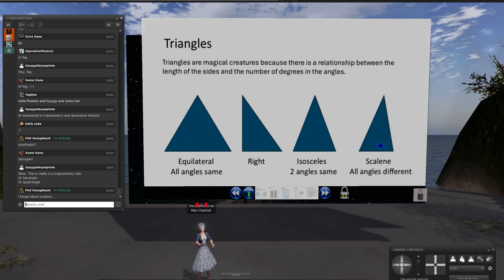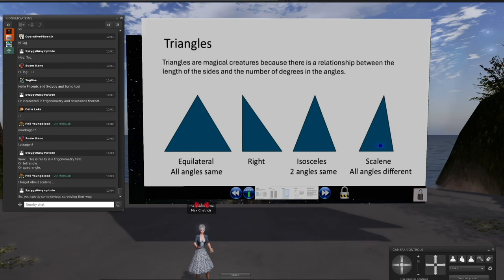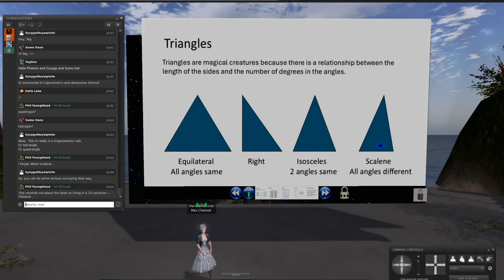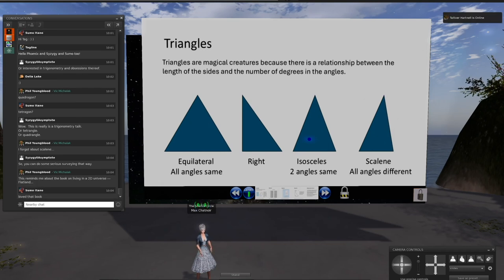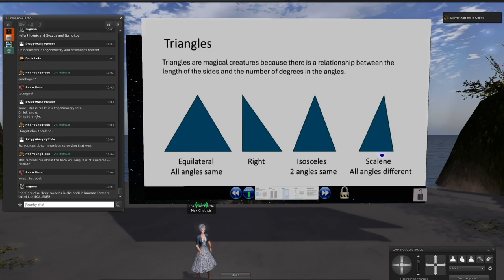Triangles are sort of magical because the angles in the corners are related to the relative lengths of the sides. So the equilateral triangles all have the same angle in each corner. They're all 60 degree angles. There are right triangles, which have to have the 90 degree angle, and then the other sides can be any size that will fit in with that. I'll talk more about those later. Isosceles triangles are going to have equal angles opposite the two equal sides. And then, of course, in scalene triangles, all of the angles are different.